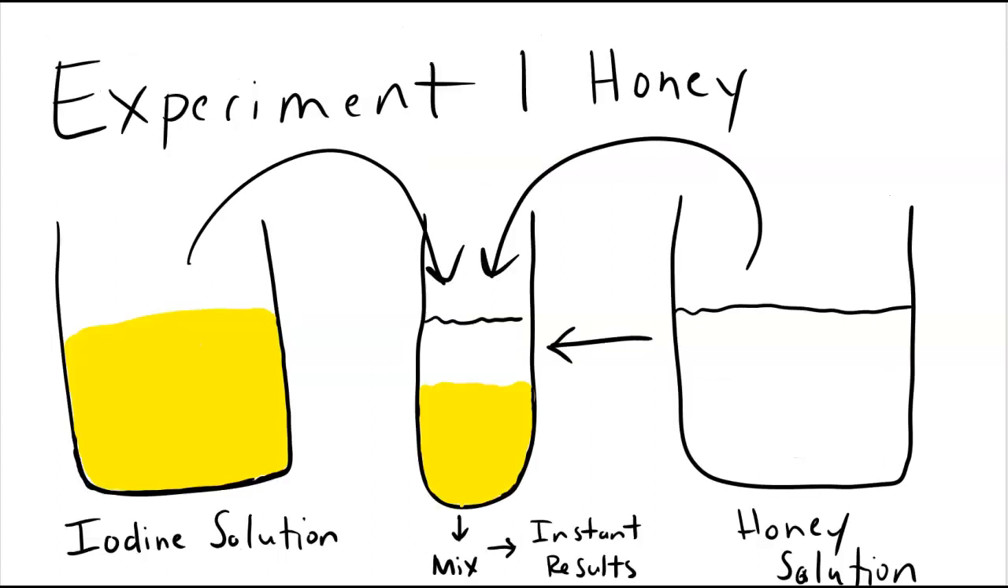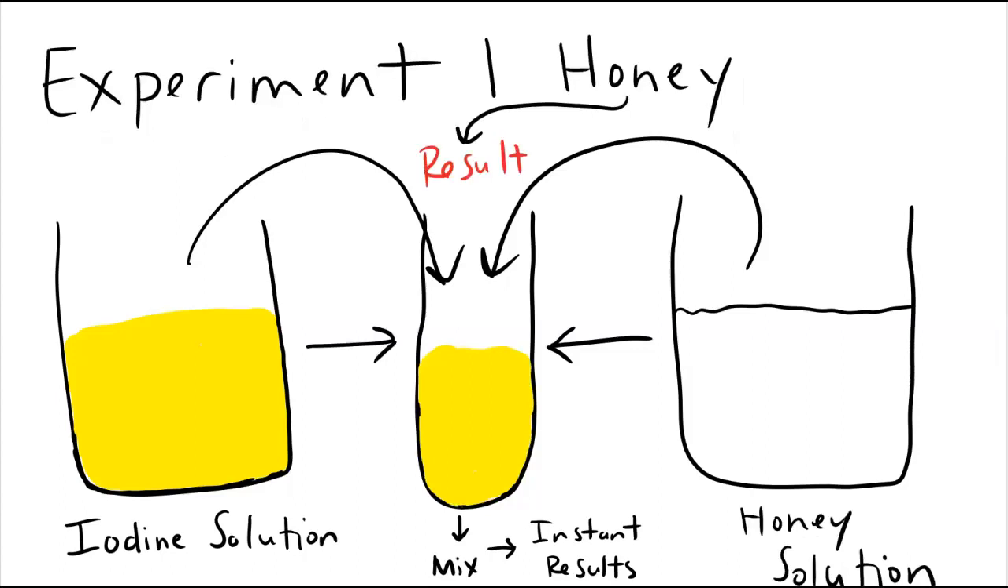We also put honey through the iodine test to see if it's potentially also somehow a polysaccharide. And the result of the iodine test is negative. So for the iodine test for honey, it does not change.